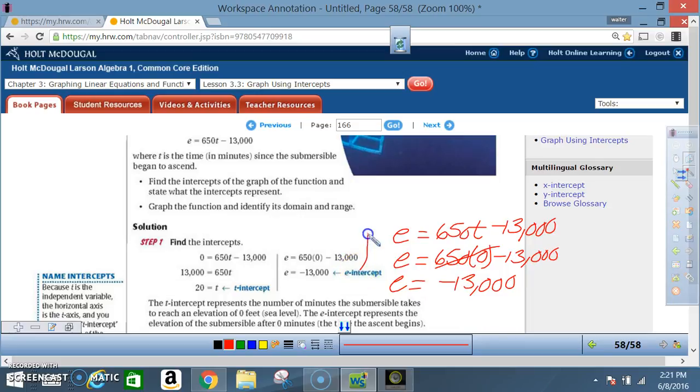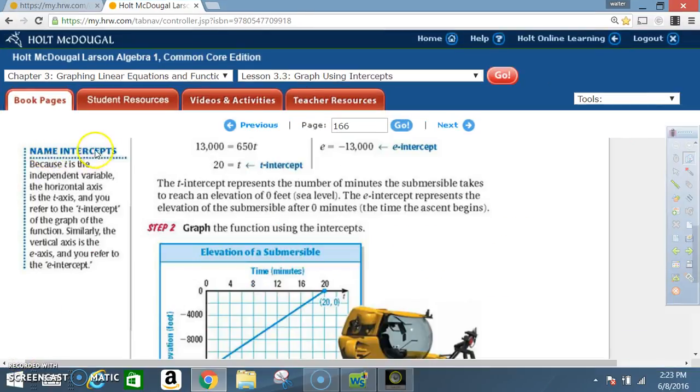Don't forget, this is really saying your y-intercept, and this is really saying your x-intercept. So you know that time t is an independent variable, and you know that E is the dependent variable. Name intercepts. Because the t is the independent variable, the horizontal axis is the t-axis, and you refer to the t-intercept of the graph of the function. Similarly, the vertical axis is the e-axis, and you refer to the e-intercept. The t-intercept represents the number of minutes the submersible takes to reach an elevation of 0 feet. That's sea level. The e-intercept represents the elevation of the submersible after 0 minutes, the time the ascent begins.